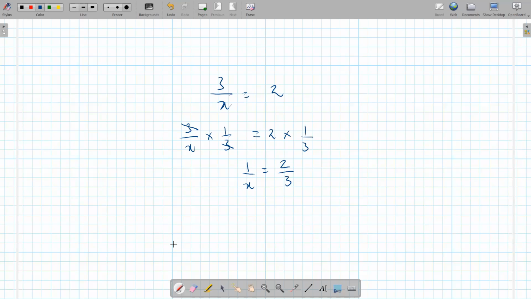Okay, but we're not done yet. We're not trying to solve for 1 over x. We're trying to solve for x. What do we do now? We flip it. We want x in the numerator. So we flip both sides. And there you go. 3 over 2 is 1.5.